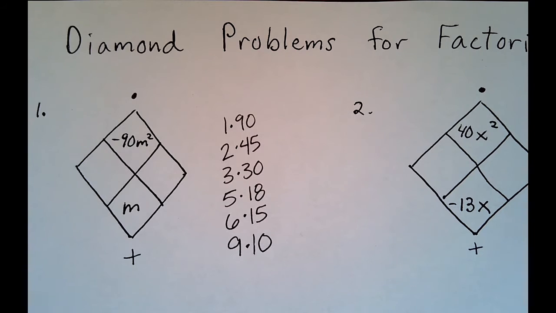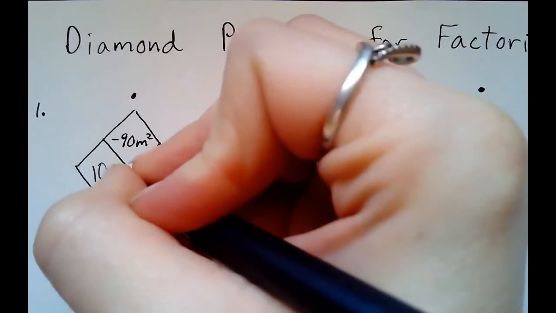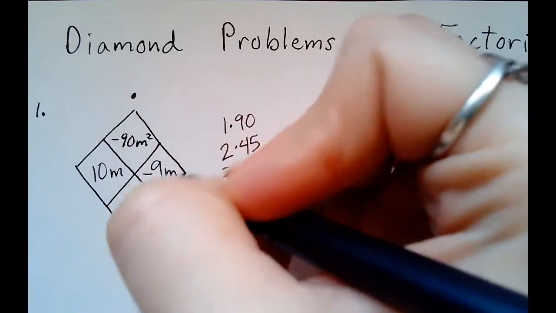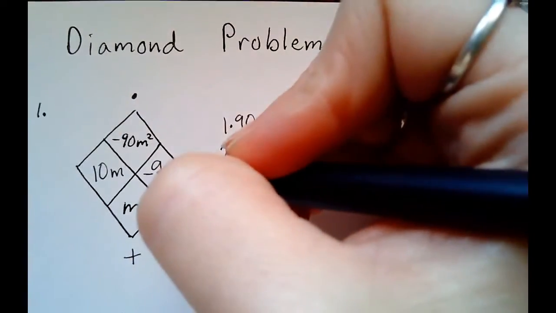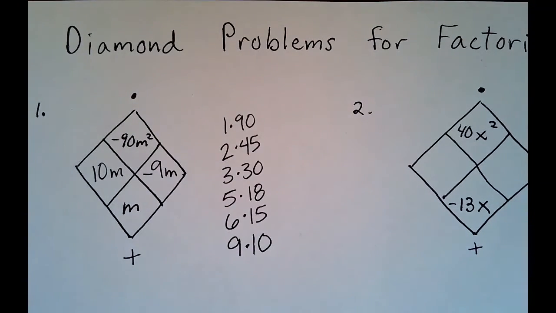Now, because it's a negative 90, one of these numbers is going to be positive and one of these numbers is going to be negative. So we'll actually be adding a negative number, which is like subtracting. So we're going to look at these numbers and see which ones are going to subtract to be 1, since this is 1m. That's going to be 10 and 9. So positive 10m and negative 9m will add up to be 1m. 10 times negative 9 is negative 90, and m times m is m squared.